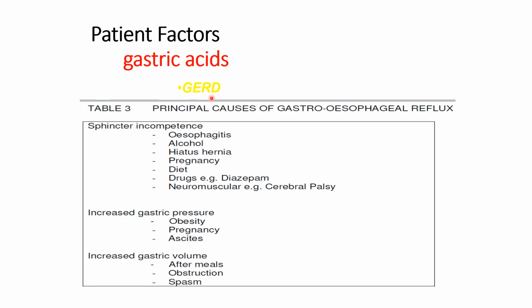Patient factors: gastric acid, there is GERD, gastroesophageal reflux disease. If there is reflux of the acid from the stomach towards the oral cavity, it can be more harmful. Different diseases are there: esophagitis, hiatus hernia, and in pregnancy this can also happen. Drugs like diazepam, or neuromuscular conditions like cerebral palsy, increased gastric pressure like obesity, pregnancy, ascites, are also causes of erosion, as are increased gastric volume after meals, obstruction or spasm. These can also result in reflux of the acid into the oral cavity.